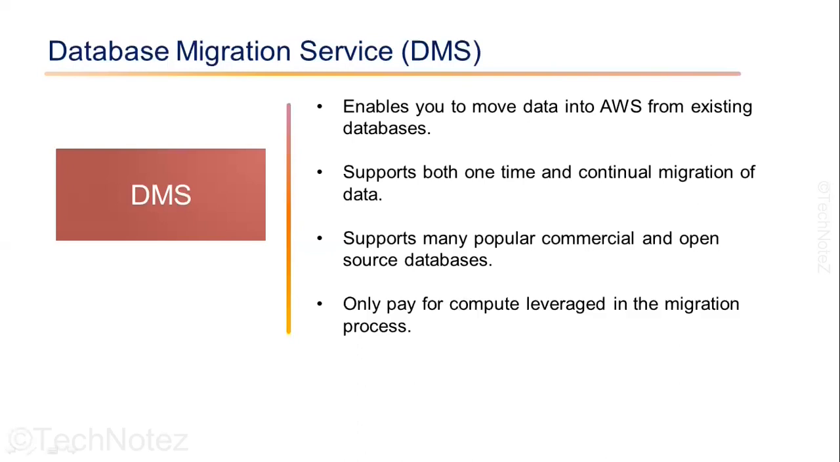DMS supports migrating data between different versions, engine types, or platforms. DMS uses a variety of techniques to perform migrations, such as full load, change data capture, and replication, to ensure data consistency and minimal downtime. DMS also provides additional features such as ongoing replication and data validation to help you manage and monitor your migration. It also provides an option to use the AWS Schema Conversion Tool to automate the conversion of database objects and data types to the target database.